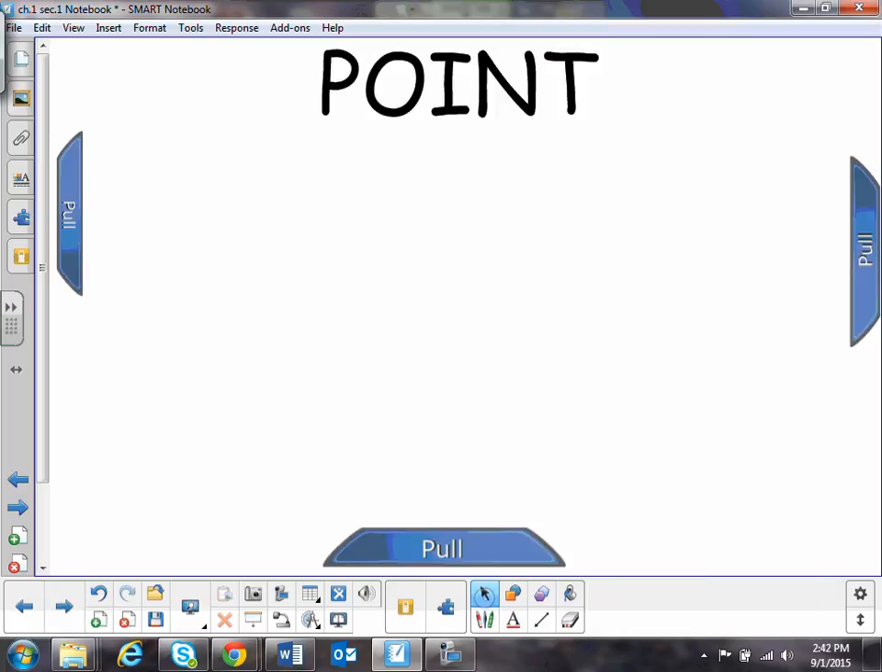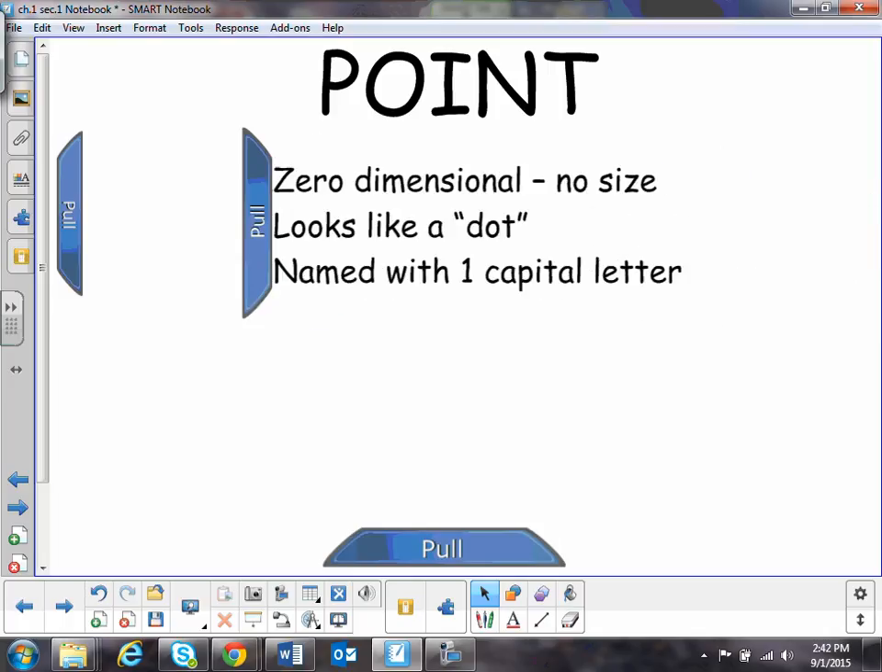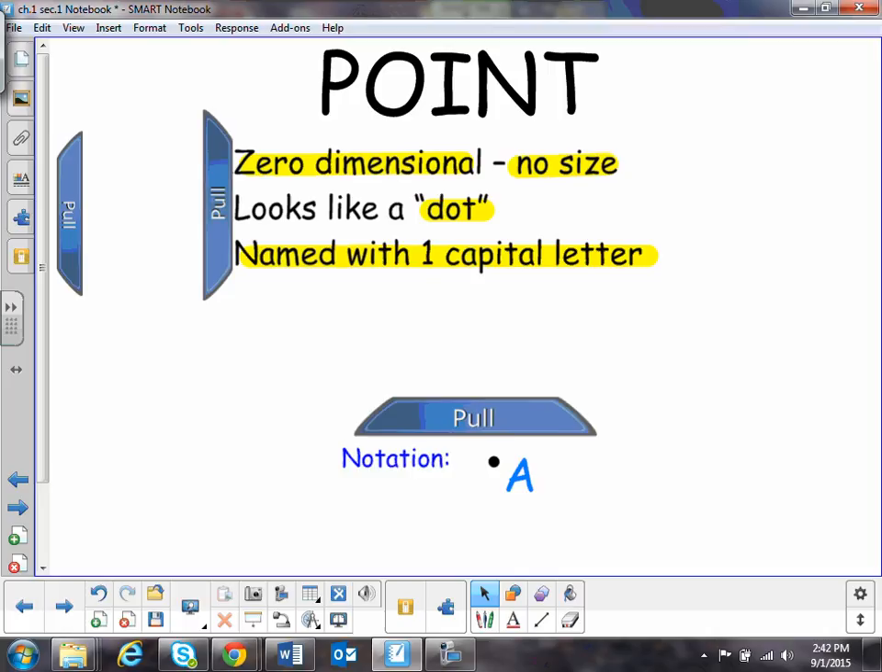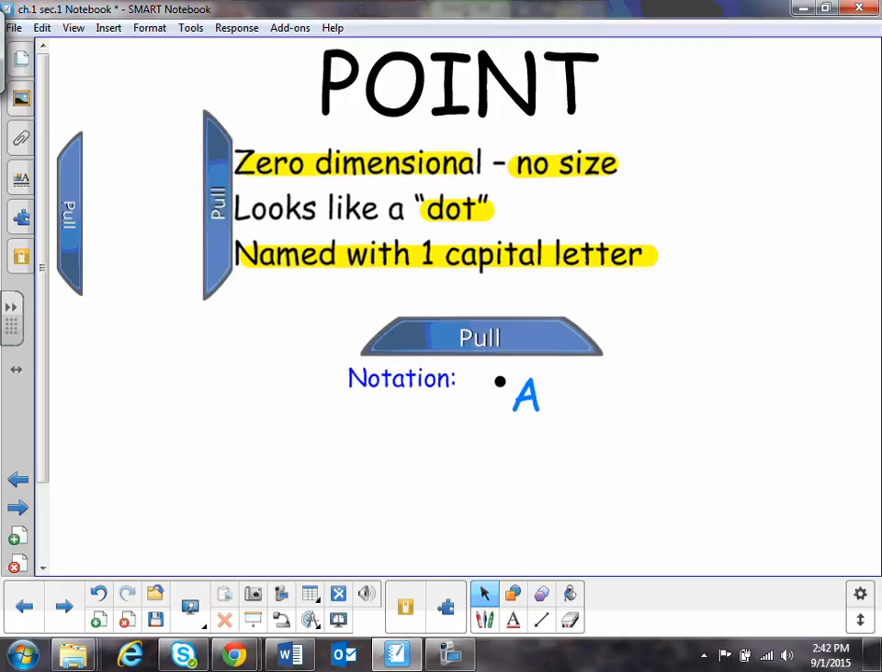First one, point, 3 bullets. It's 0-dimensional, meaning it has no size. It looks like a dot. And then you name it with one capital letter. Naming them is important. So there's our point, and it's called point A. So you just have to write one capital letter.